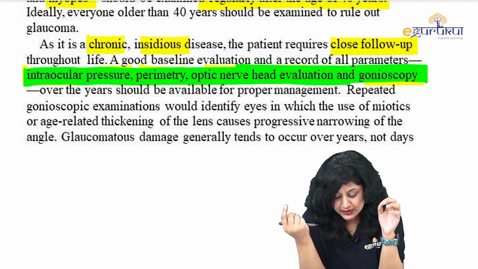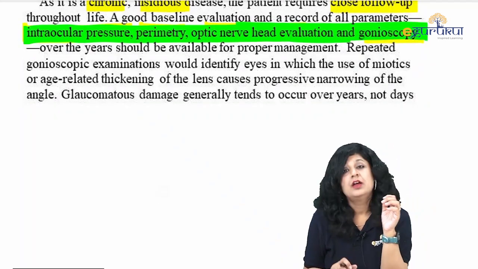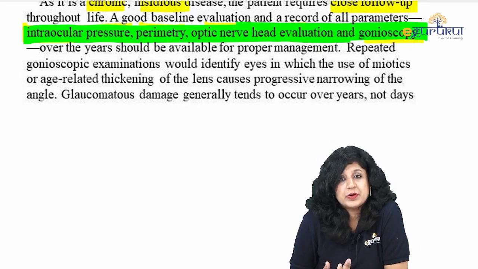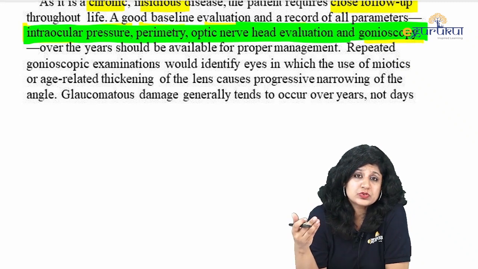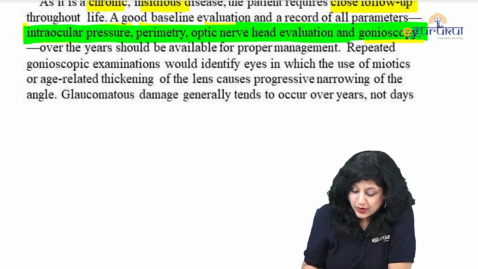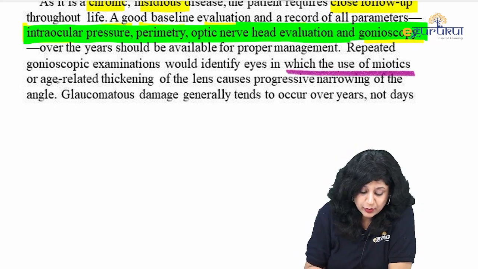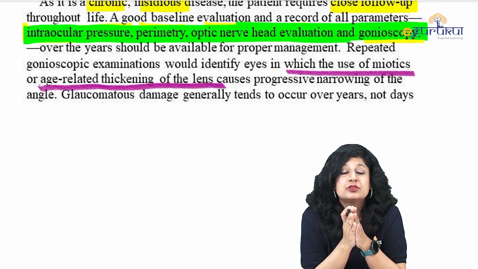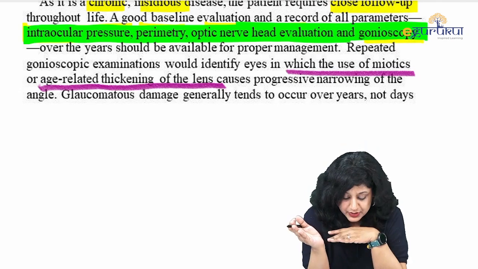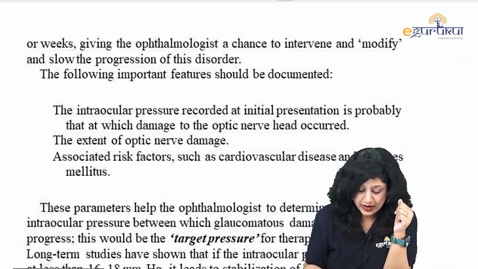Now repeated gonioscopic examination would identify the eyes in which the use of miotics or the age-related thickening of the lens causes narrowing of the angle. Why do I want to do gonioscopy repeatedly? Suppose I have done gonioscopy one time and seen that the angle is open, then why do I want to see it again and again? Because if I am using miotics again and again, or there is age-related thickening of the lens, that can also cause narrowing of the angle. So these factors have to be ruled out. Now glaucomatous damage generally tends to occur over years and not days or weeks.